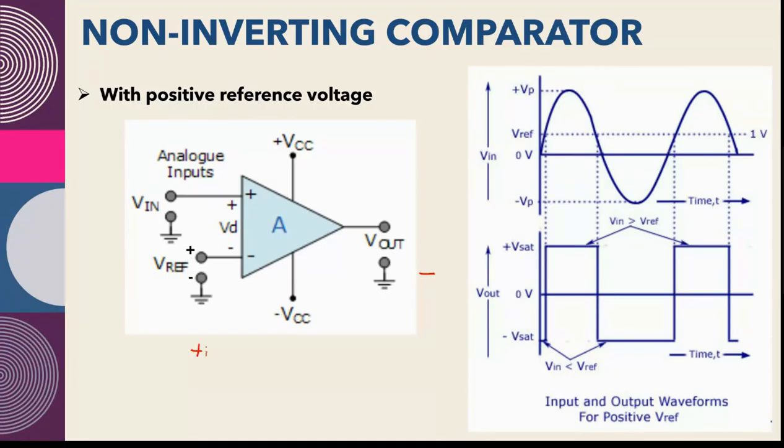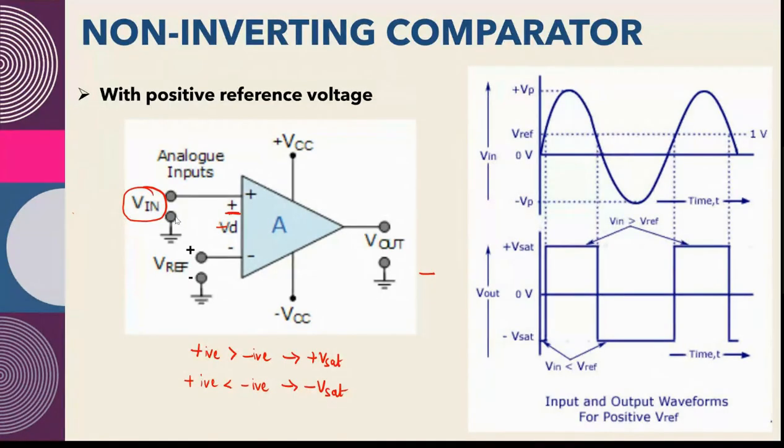You should not confuse. Positive terminal voltage should be greater than negative terminal to get plus VSAT as the output. When the positive terminal voltage becomes less than the negative terminal, the output will be minus VSAT. This is the condition of the output we get depending upon the input signal we provide. Here the input signal we are giving to the positive terminal. Therefore this comparator is a non-inverting comparator.